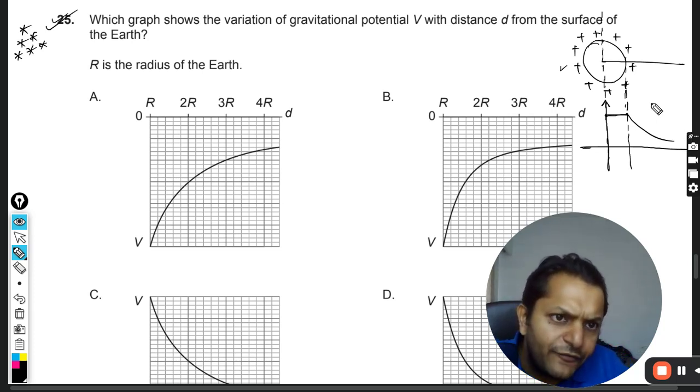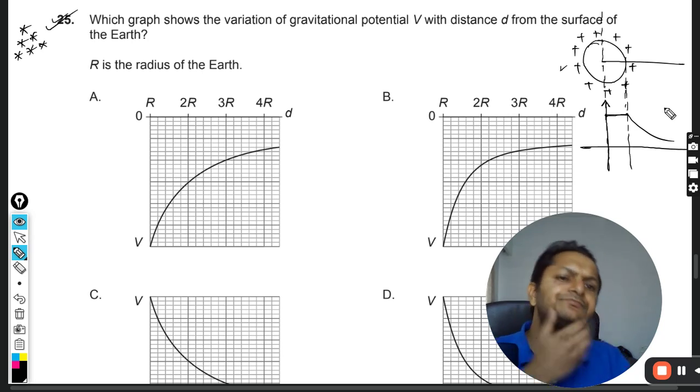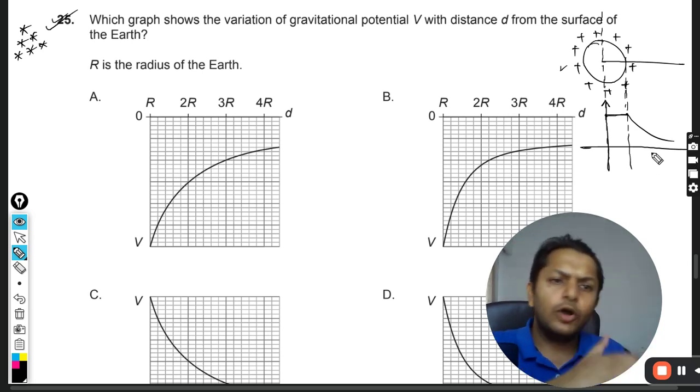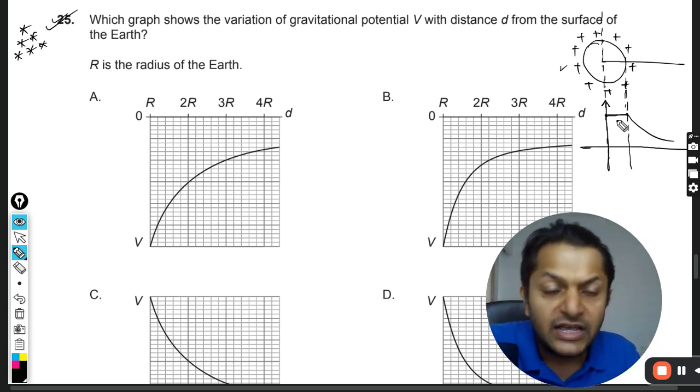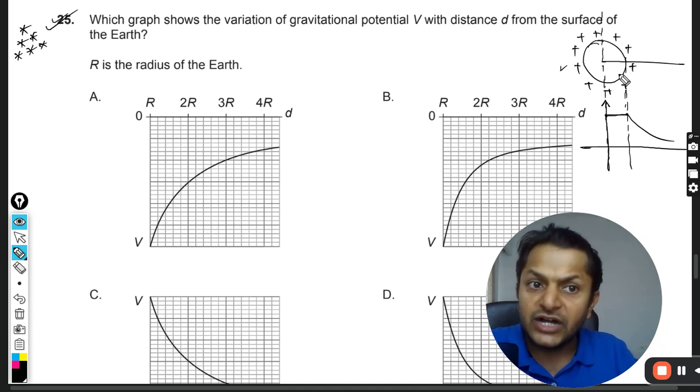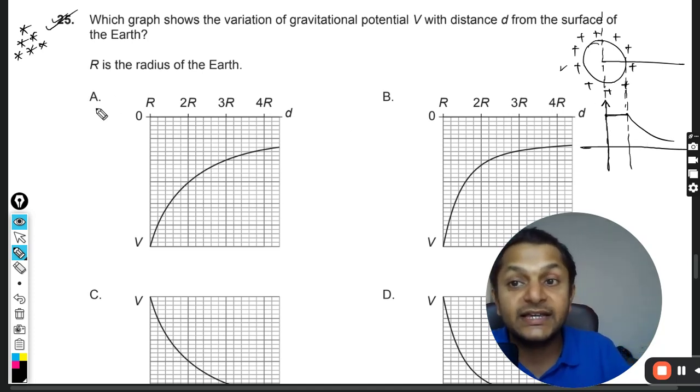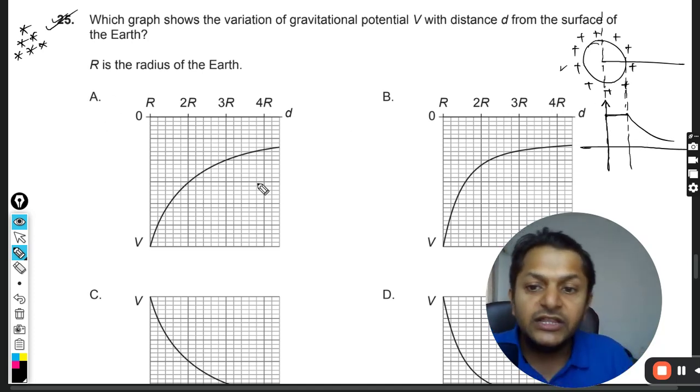So the formula for the potential, okay, I will be giving you the formulas for gravitation. The graph is similar to this. Now in this case I have chosen a positive charge, so the graph is positive. But in the case of gravitation, the graph is always negative.